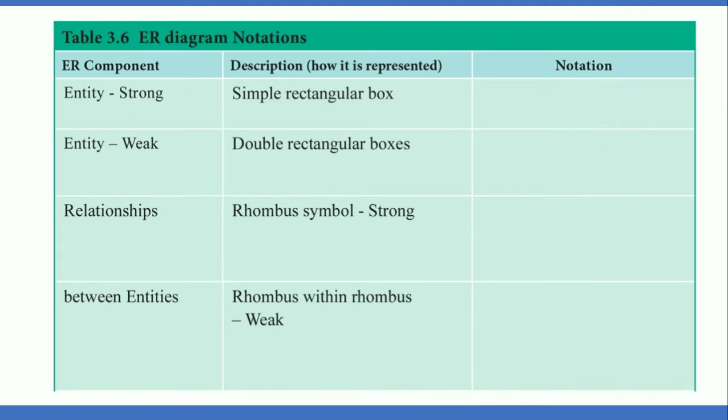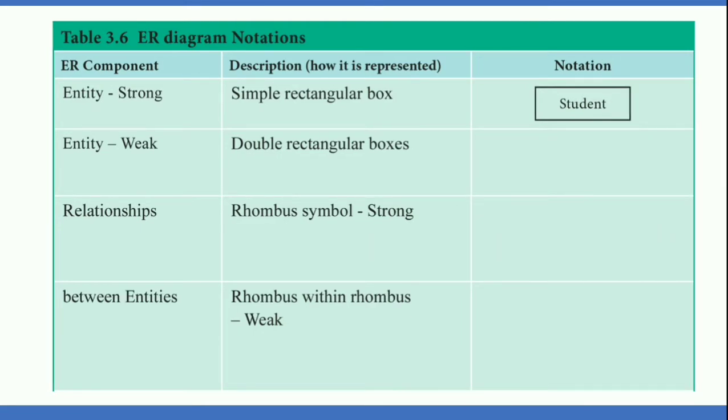So here in the ER components, we have the entity, the strong entity. Which is called a strong entity? If a table contains a primary key, that table is called a strong entity, and it is represented by a simple rectangle box. And the next one is the weak entity. Which table is considered to be a weak entity? If a table has no primary key, then that is called a weak entity, and it is represented by a double rectangular box.